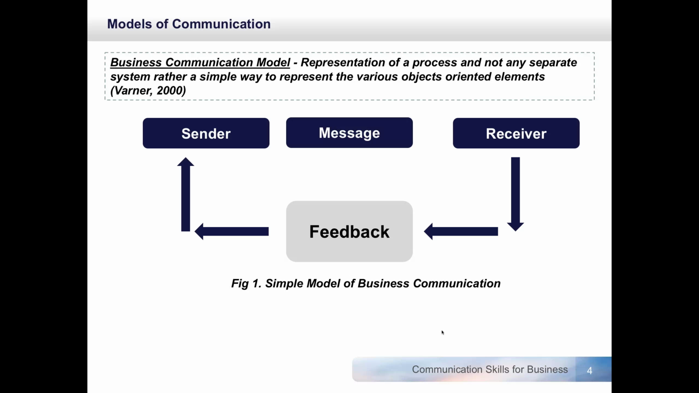So the business communication model is a representation of a process which involves four elements: the sender, the message, and the receiver. And in between, when the communication is happening, there's a bit of feedback which moves from the sender to the receiver and from the receiver to the sender. This primarily completes the loop of the process of communication.